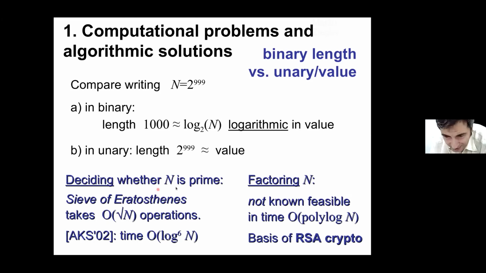This is the summary of some recent achievements in, for example, primality testing. One knows now that the fastest known algorithm of primality testing is polylog, so O of log to the 6. But for factorizing, a polylog algorithm is not known. So this is the basis of encryption. All the modern cryptography algorithms use the fact that you cannot factorize huge integers efficiently.